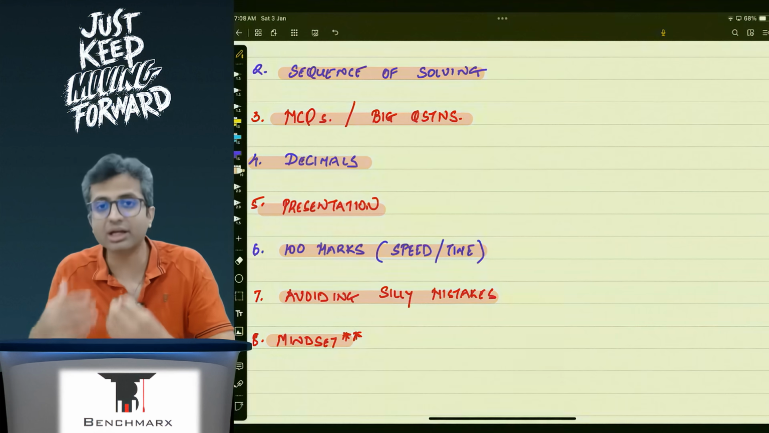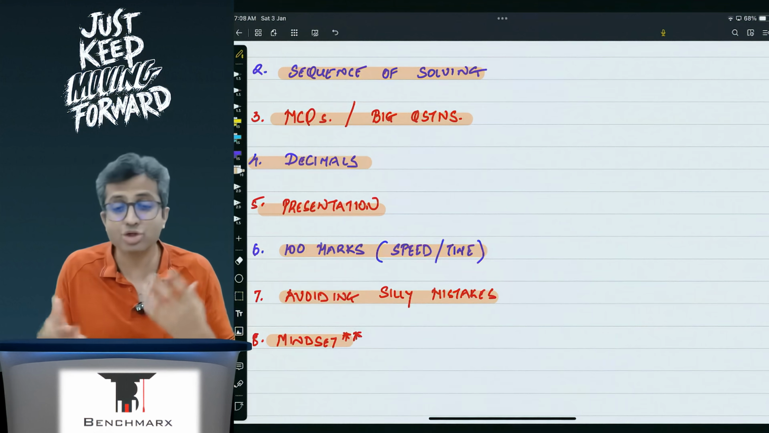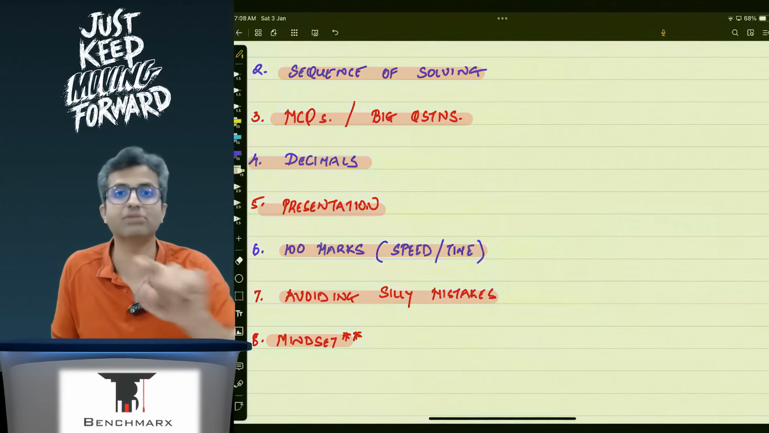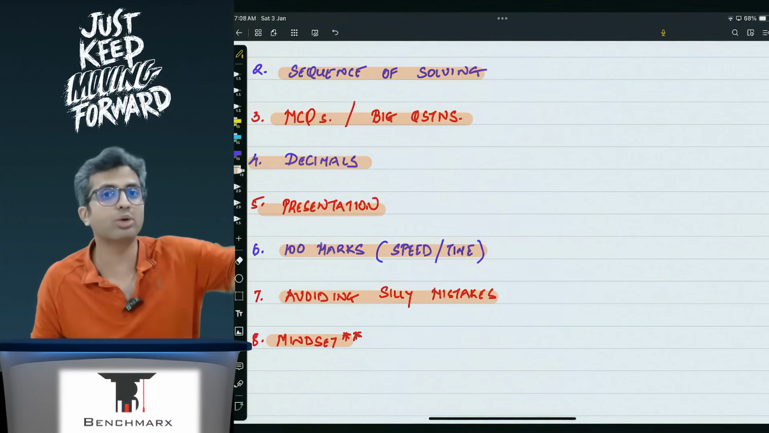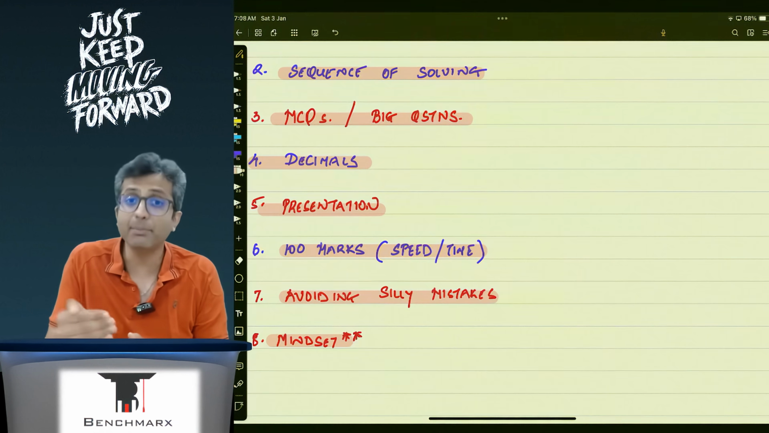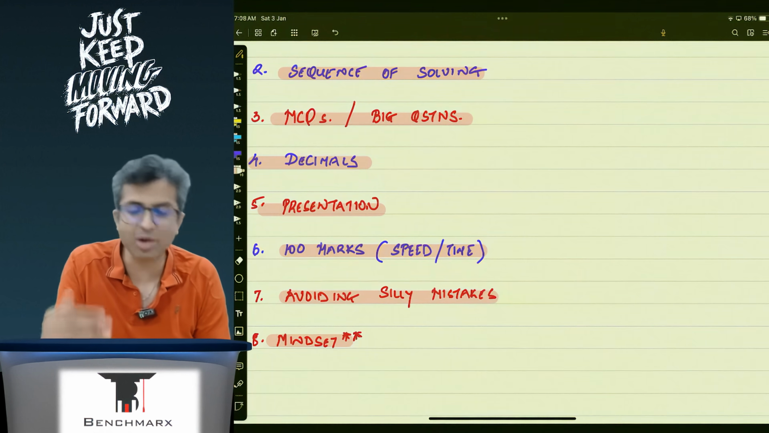So don't really think about your preparation when you're writing, because when you are writing, you are being judged for what is written and not what you have prepared for. And as a result, be very positive in what you're writing.